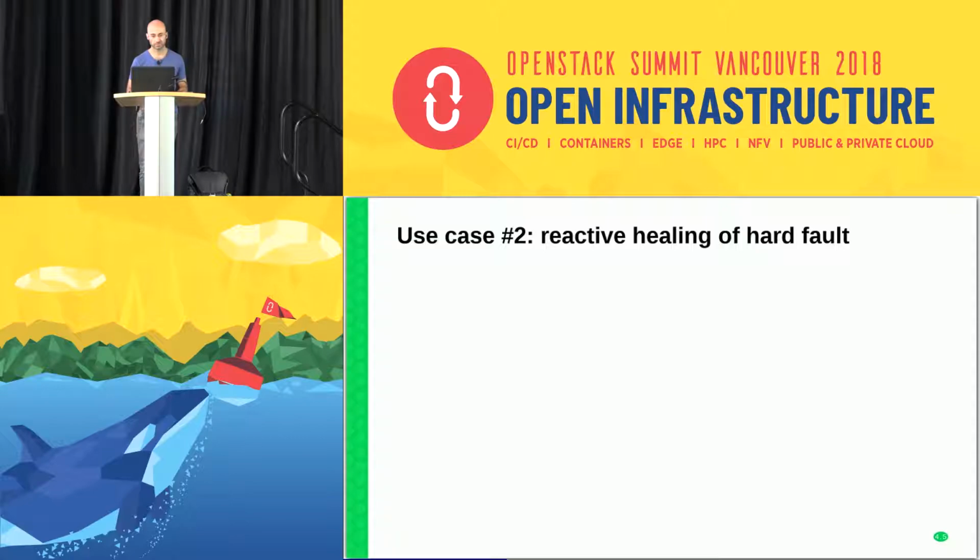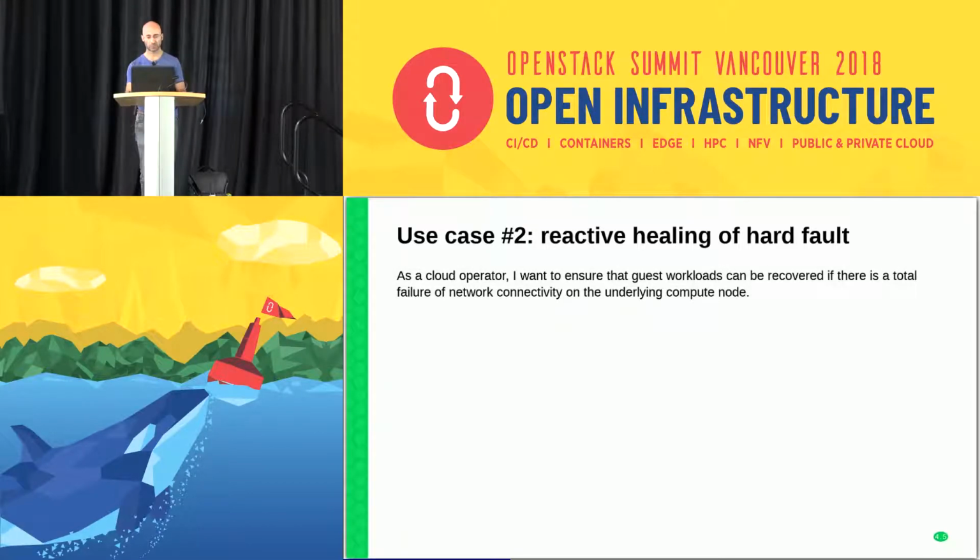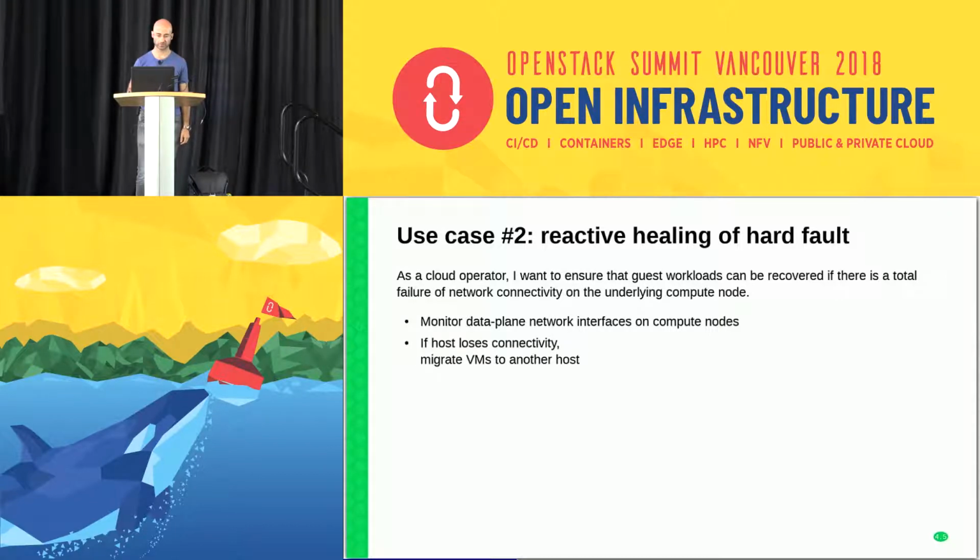So a similar use case, but it's reactive rather than proactive, and it's a hard fault. So instead of the network traffic being exceeded, you could actually have a network interface fail, like a hard failure. And in that case, we want the guest workloads to be automatically recovered. So again, we're monitoring the state of the network interface, and if something goes wrong, then we can migrate the VMs to the other host if they're still alive and we have enough network connectivity on the other, because you typically have multiple network interfaces, so you might be able to migrate the VMs away, or you might just have to do a resurrection from scratch on the other host.